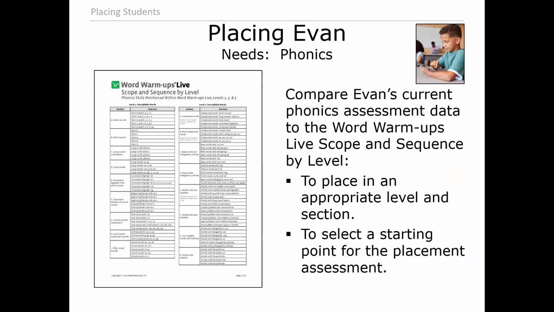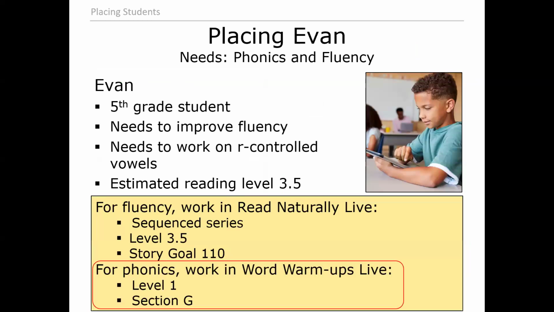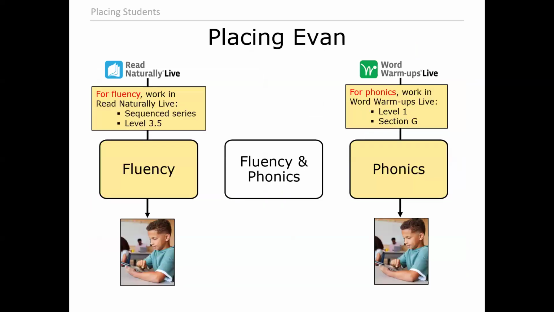If you already know the student's phonics needs, remember I talked about Evan? Evan we placed in level 3.5, but we knew his issue was R controlled. I don't need to do another assessment. I can just look in the scope and sequence, there's one in your handout, and manually assign the student to the level and section where that skill is taught. So R controlled in word warm-ups is taught in level 1, section G. So Evan will work in Read Naturally Live 3.5 on fluency and comprehension, and he will work in Word Warm-Ups Live level 1, section G to address that phonics issue. Okay.